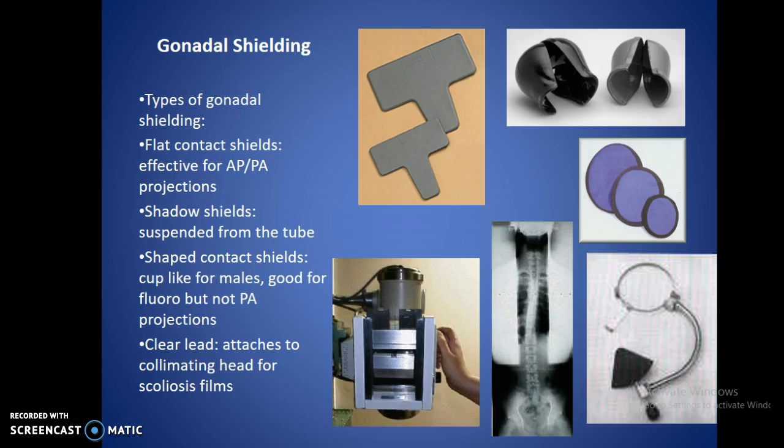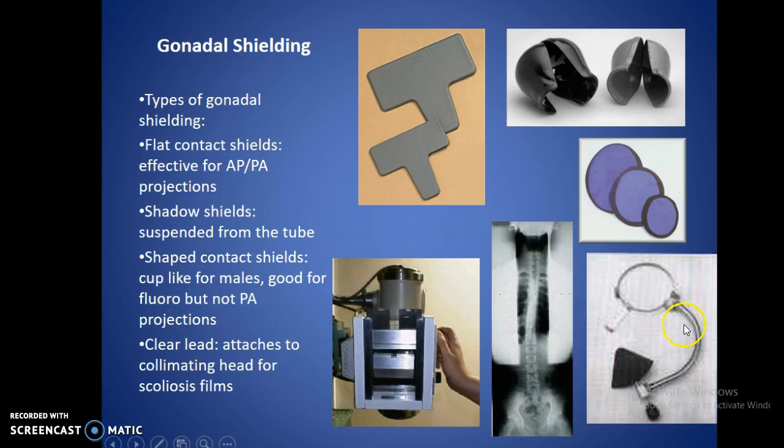These are some types of gonadal shielding. Most of you are familiar with the flat contact shields. You can do these on AP or PA projections that basically lie across the body, and they're entirely made of lead all the way through, so you can adjust their positioning fairly easily. They usually come in a couple different sizes.